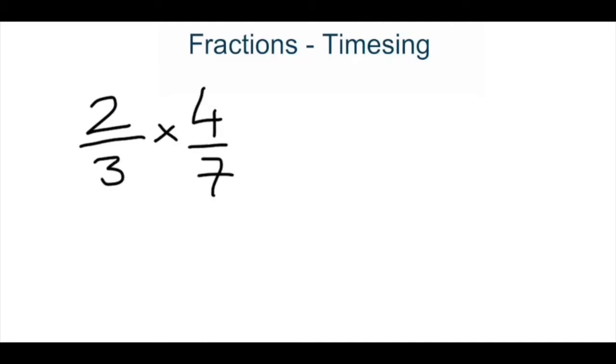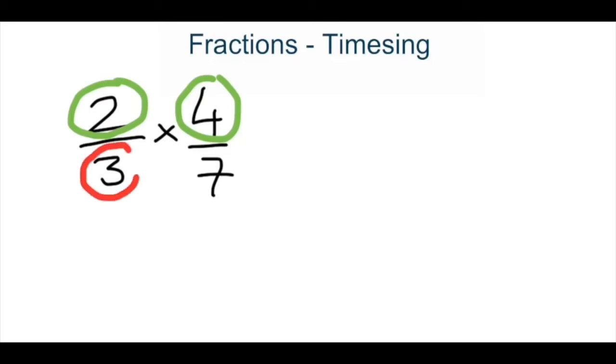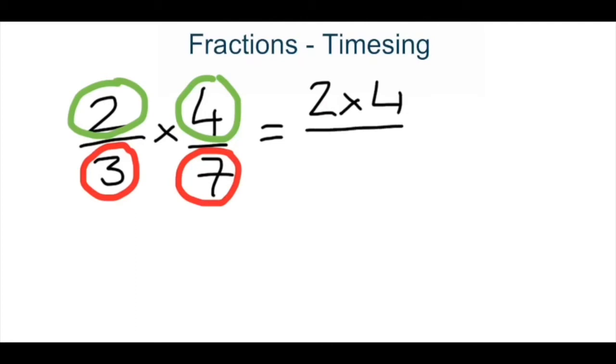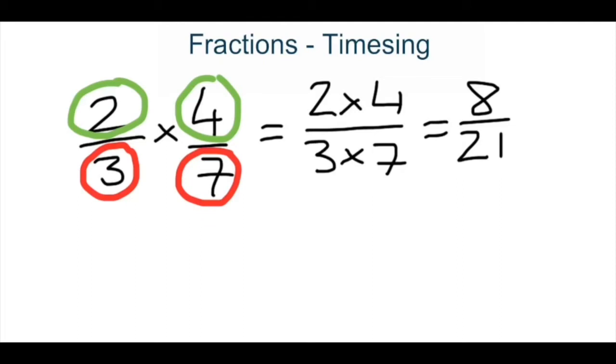We times the two numerators together, meaning we times the two top numbers together, and then we times the two denominators together, meaning we times the two bottom numbers together. So in this example, we would do 2 times 4, and then do 3 times 7 on the bottom of the fraction. And 2 times 4 gives us 8, 3 times 7 gives us 21. And we look to see if we can simplify, but we can't simplify this one.